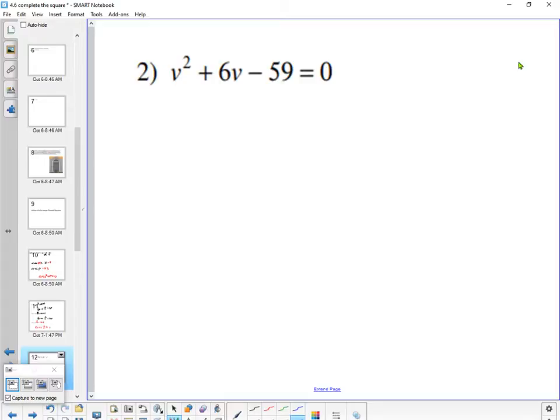Okay, I'm gonna show you this one the other way because to me, it's kind of annoying having to kick a number over and then kick it back. You know what I mean? If you'll just watch me do this, put those pencils down, and here's what I'm gonna do: v squared plus 6v, and then I'm gonna leave that 59 right here.